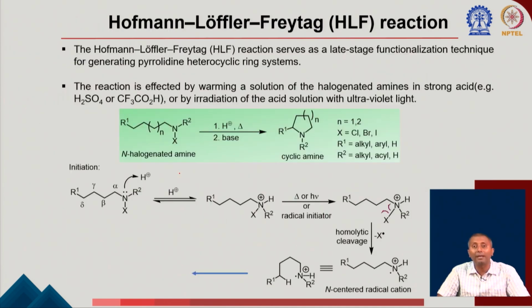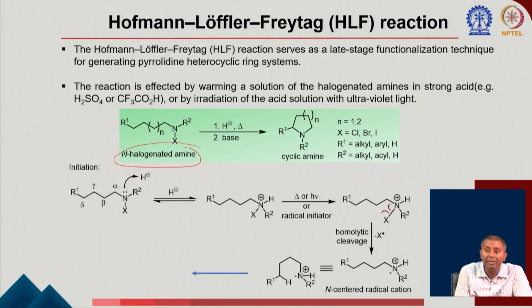Then I am going to talk about another important reaction, the Hofmann-Löffler-Freytag reaction. Here, you start from N-halogenated amines and you convert them to the cyclic amine. In this reaction you need a halogenated amine in a strong acid, and then you need to irradiate using ultraviolet light.